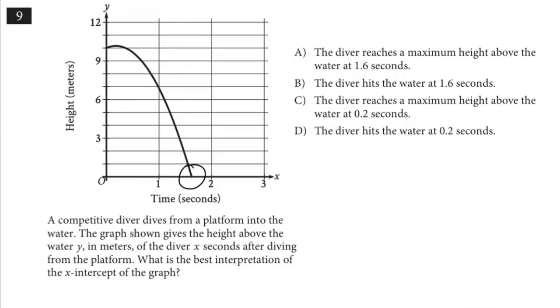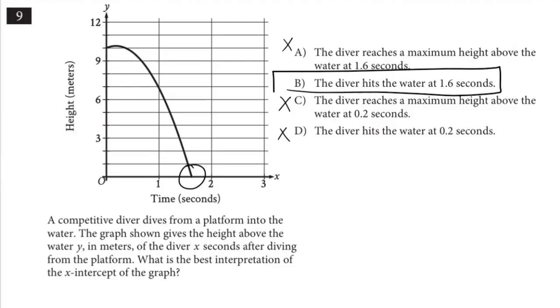A: The diver reaches a maximum height above the water at 1.6. Max height, nothing to do with the x-intercept. B: The diver hits the water at 1.6 seconds. Seems promising, but let's see the other options as well. C: The diver reaches a max height. Again, nothing to do with max height. The x-intercept is the point where he hits the water. D: The diver hits the water at 0.2 seconds. No, this is incorrect as well, because the time where he hits the water is between 1 and 2. So B is the correct answer.